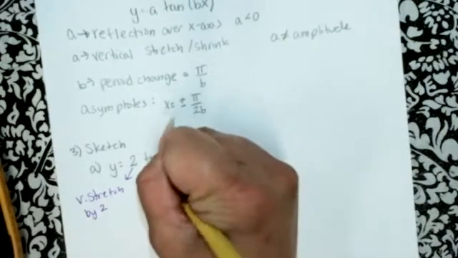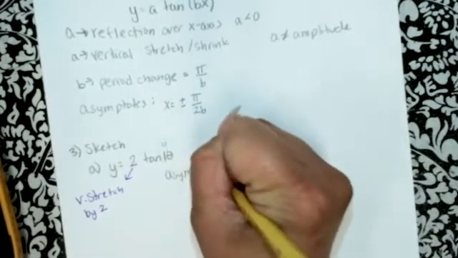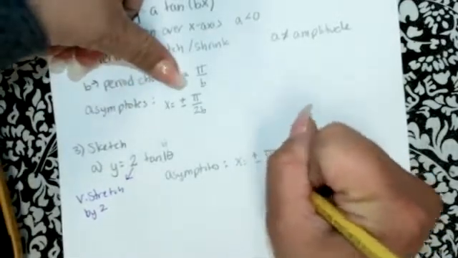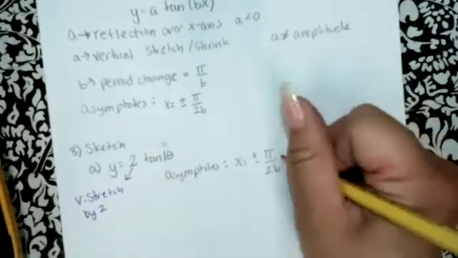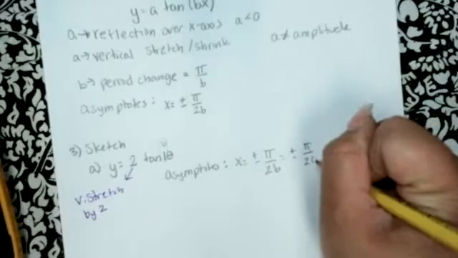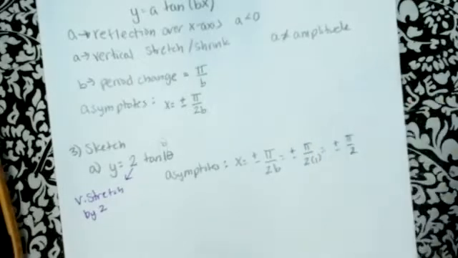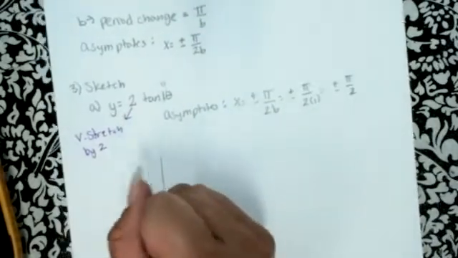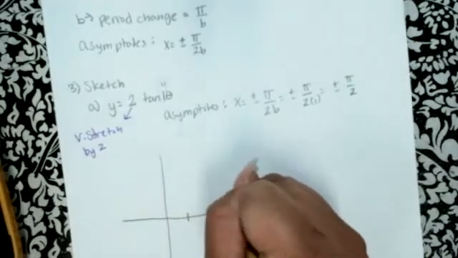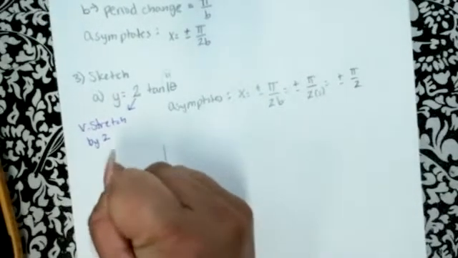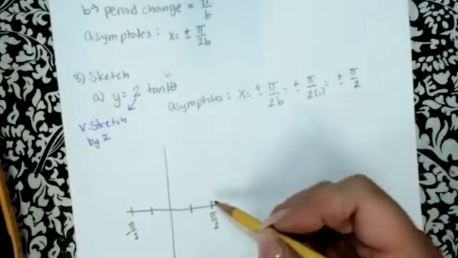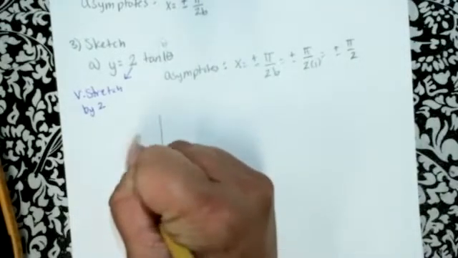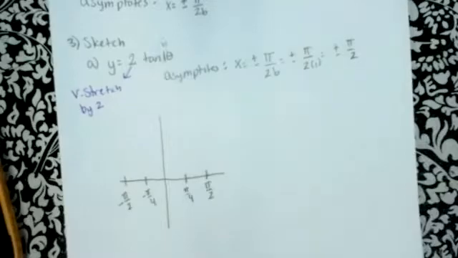So when I'm doing my asymptotes, it's going to be x equals plus or minus pi over 2b. And in this case, the b is a 1. So it's plus or minus pi over 2 times 1, which is just plus or minus pi over 2. So I'm going to go to the right pi over 2, to the left pi over 2. Well, if I took pi over 2 and I divided by 2, that's actually pi over 4. So there are my asymptotes.